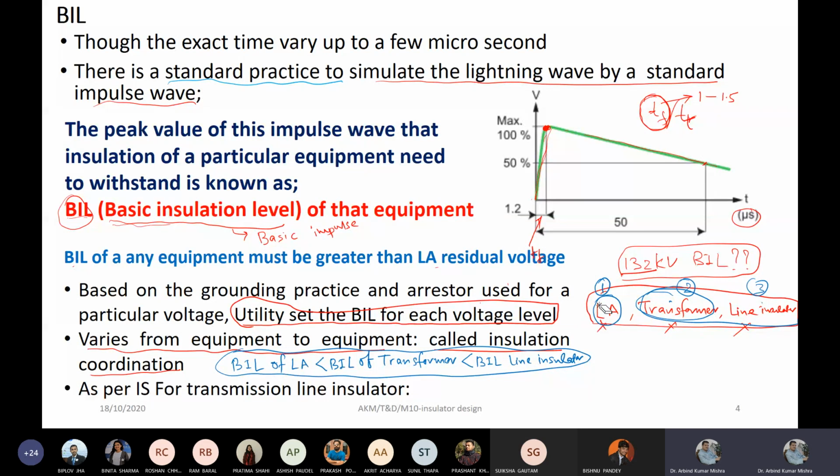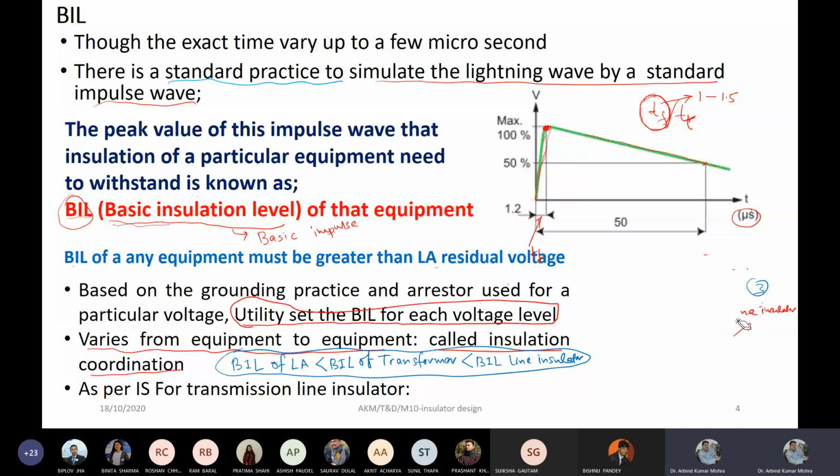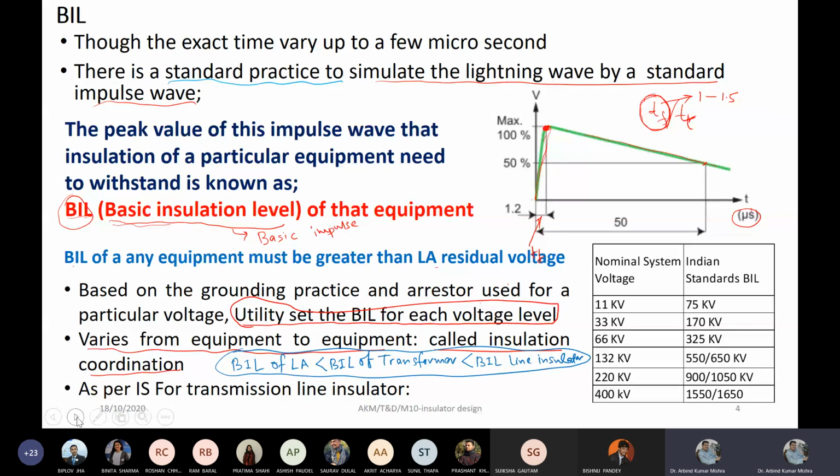Right? So as I have mentioned several times, in Nepal we follow mostly all the Indian standards. Even if we prepared our own standard, it's almost similar to the Indian standard. So as per the Indian standard, they adopt the BIL level for line insulator. This is for line insulator. As I have told you, from equipment to equipment, these BILs should be different. So this is for line insulator.